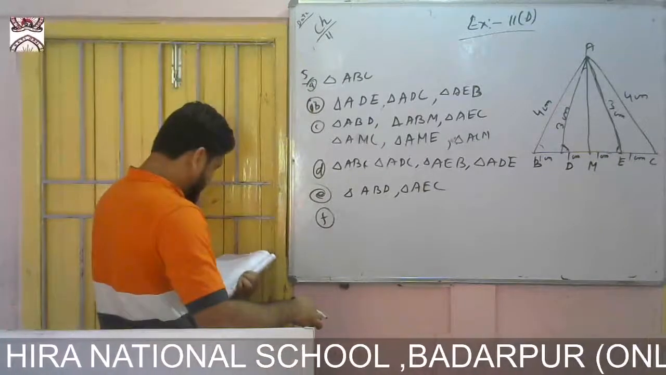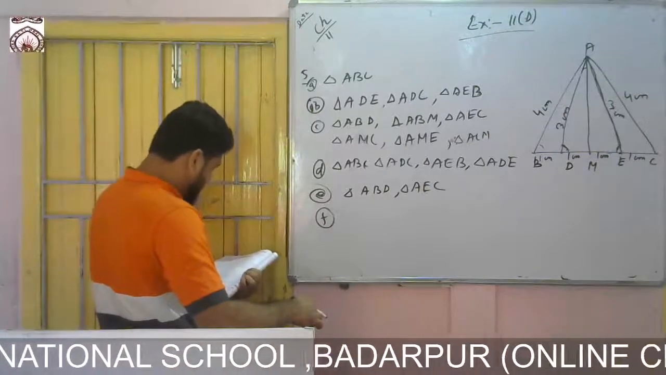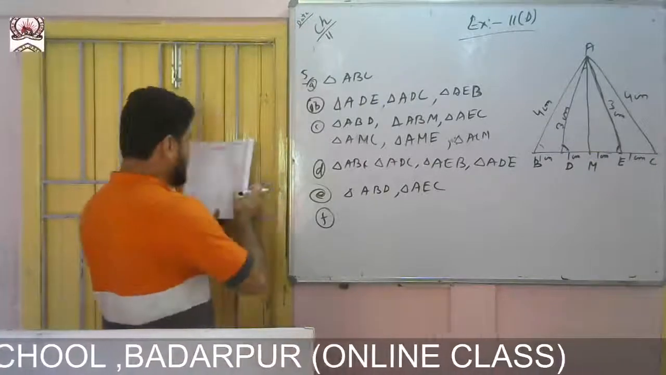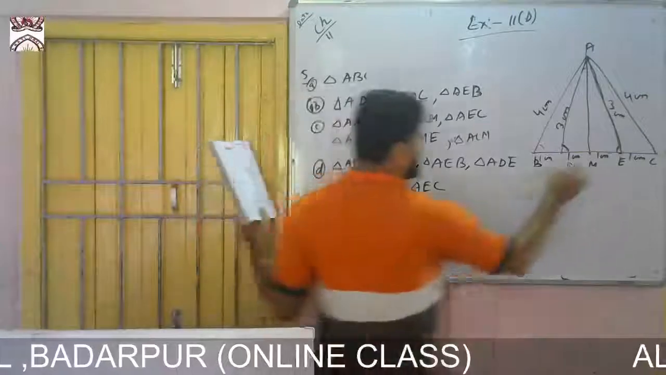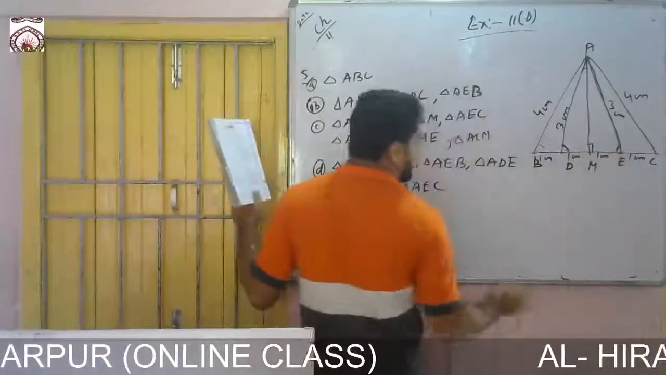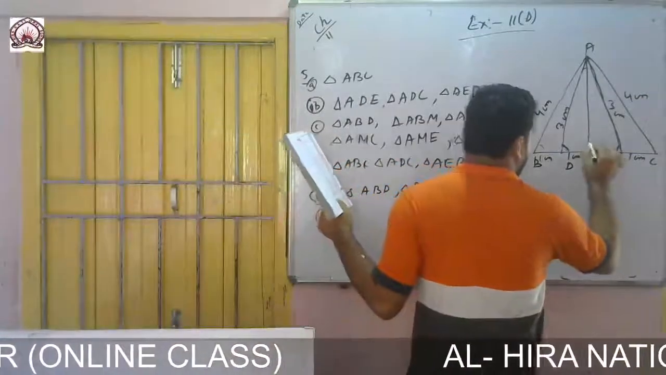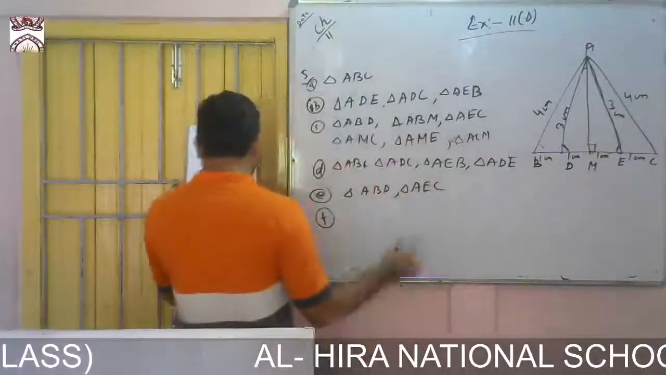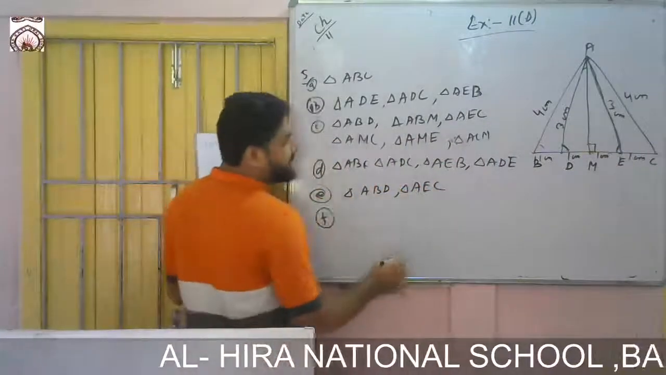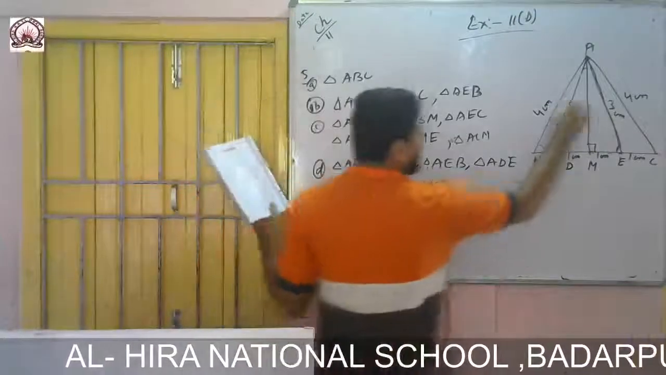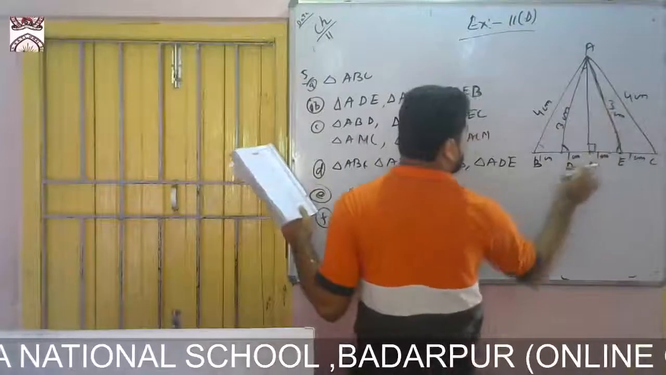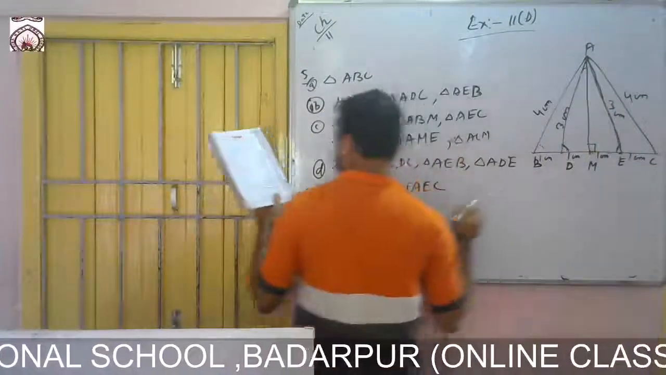So now come to question number F. Name the right angles. How many right angles are there? Actually this one is a right angle. This symbol shows 90 degrees. So first one I can write AME or AME, I can write AMC, AMD, AMB.